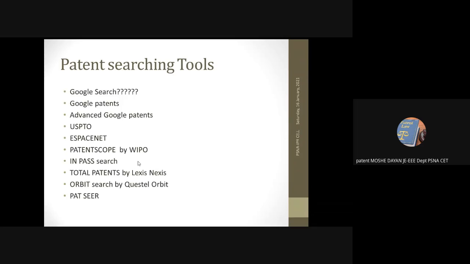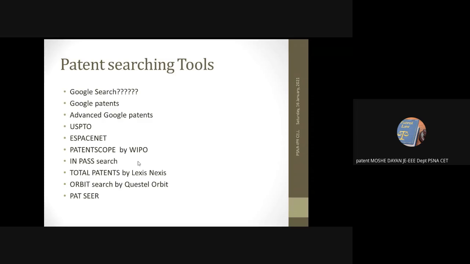Say for example, you type the word laptop on the Google search bar. It will throw a lot of information regarding the laptop. It is not a knowledge search. It is a search based on the keywords you type. What about Google Patents? Yes, it is a patent search. So please note down these things.